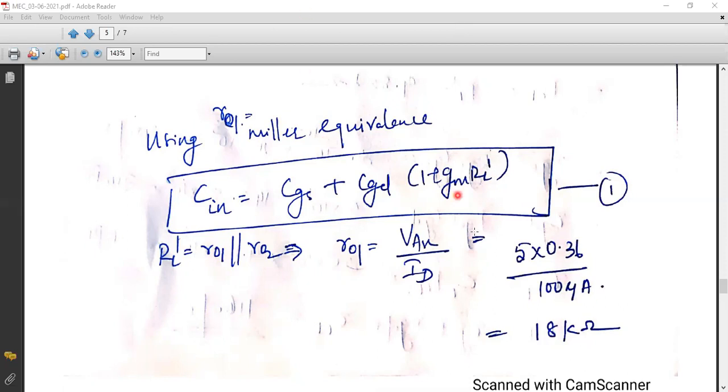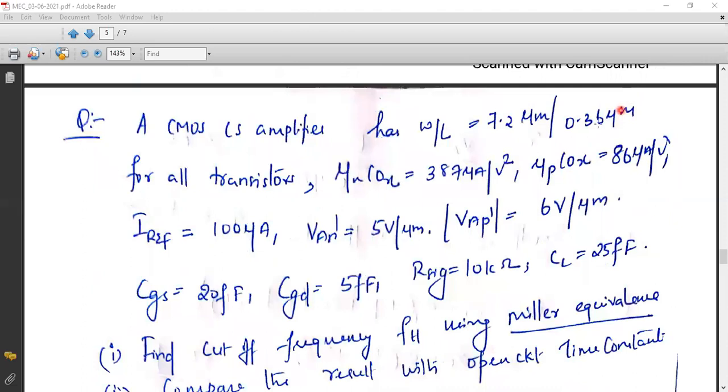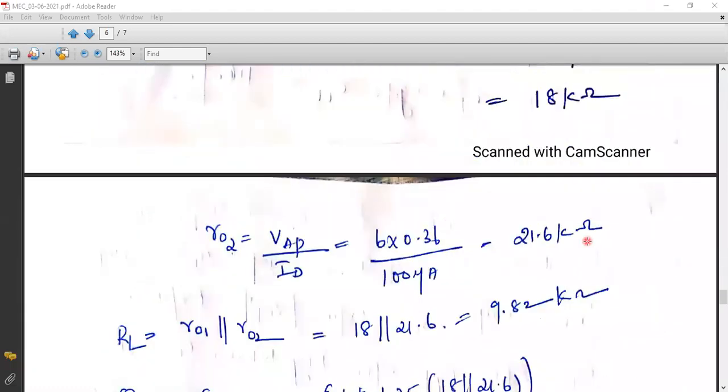How will you find R02? R02 is with respect to which MOS? It is PMOS. So VAP by ID. What is VAP dash? It is 6 volt. So 6 volt per micrometer into the length. Yes, length is 0.36. Very good. So the answer is 21.6 kilo ohm.